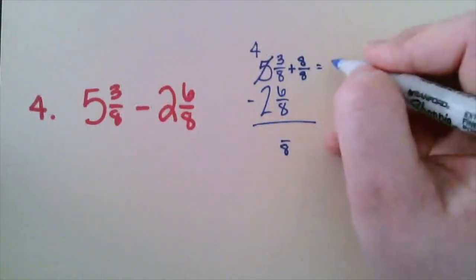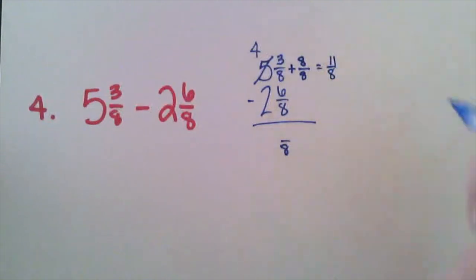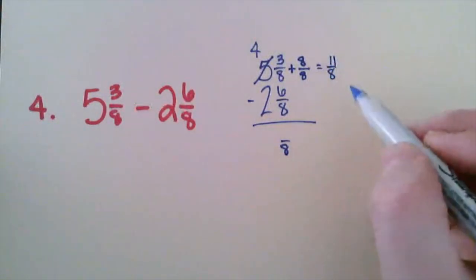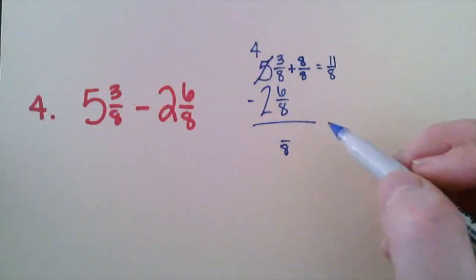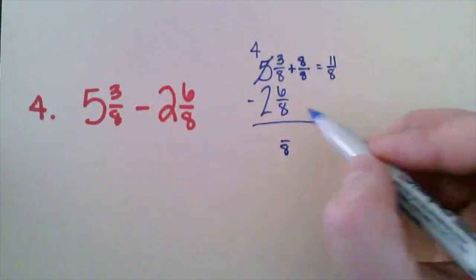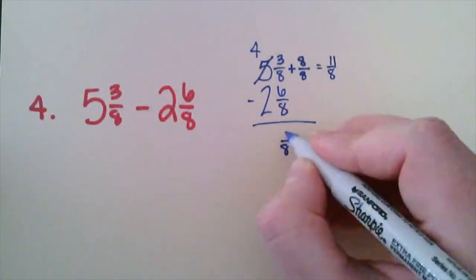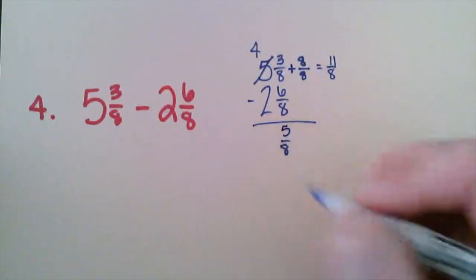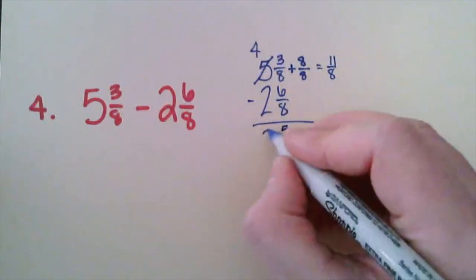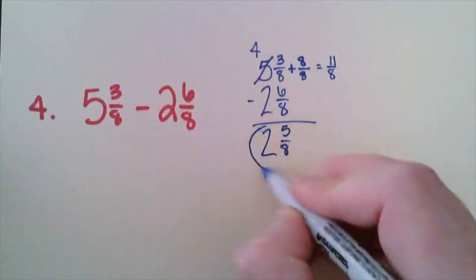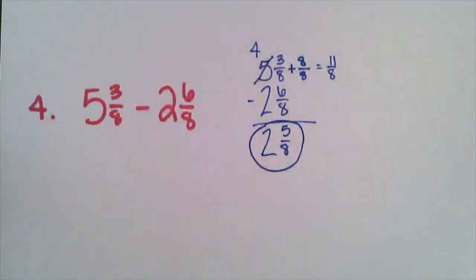3/8 plus 8/8 is 11/8. And now that is the result from borrowing from my whole numbers. Now I can take 11/8 minus 6/8. 11 minus 6 is 5. 4 minus 2 with the whole numbers is 2. So my final answer there is 2 5/8.